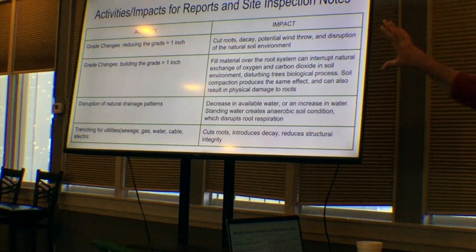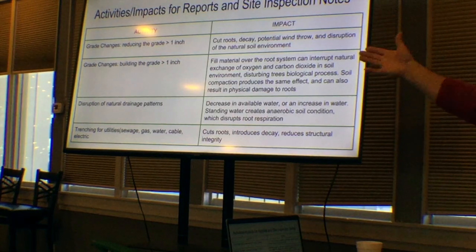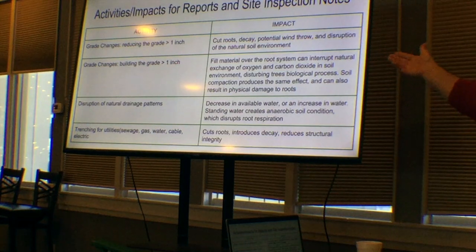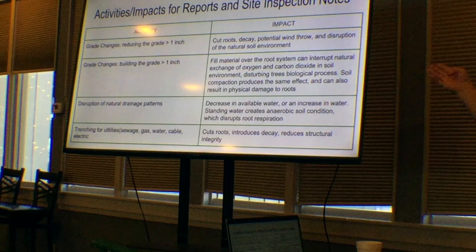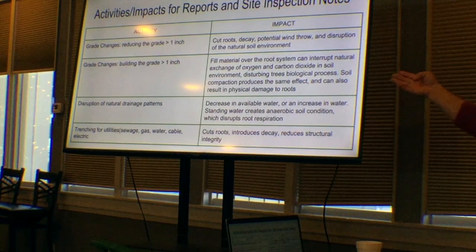So these are the best management practices for ANSI standards. Grade changes, building the grade over 1 inch. Fill material over the root system can interrupt natural exchange of oxygen and carbon dioxide in the soil environment, disturbing trees' biological process. Soil compaction produces the same effect and can also result in physical damage to roots.